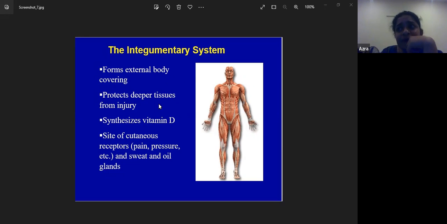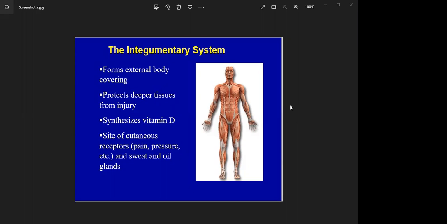It protects deeper tissues. Obviously, in our body the deeper tissues have many types of cells present. In fact, any organ is made up of many types of cells and tissues. So it protects deeper tissues from injury, and it also synthesizes vitamin D. Got it? Yes.